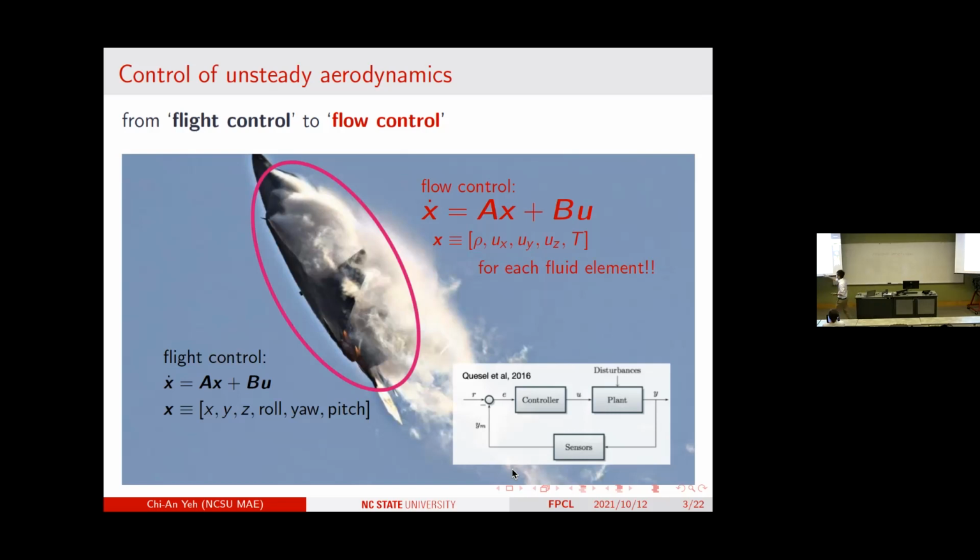Well, for flight control, the state vector X is really 6 components. For flow control, you have to worry about X dot, Y dot, Z dot in every single fluid location, in every single fluid element. How many elements do you have? Well, that's an infinite number of elements you have to worry about if you really want to control the flow.